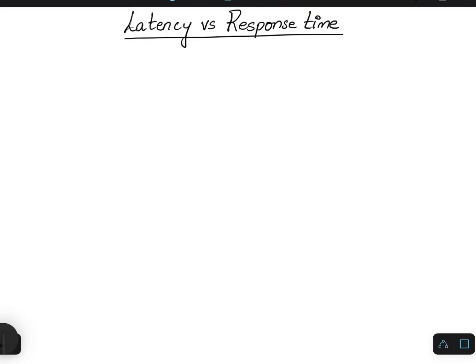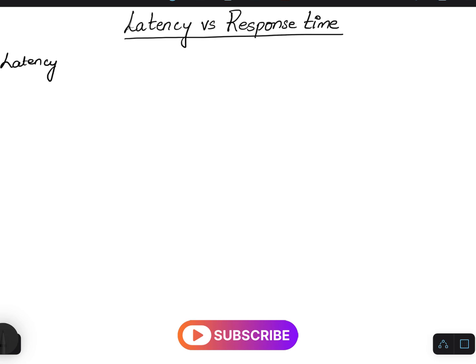So today we'll be discussing a simple topic related to system design, which is nothing but latency versus response time. We'll try to compare what is meant by latency and what is meant by response time. As the name suggests, latency is nothing but a delay in processing.